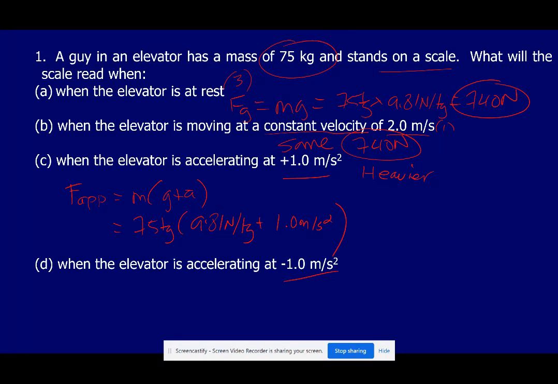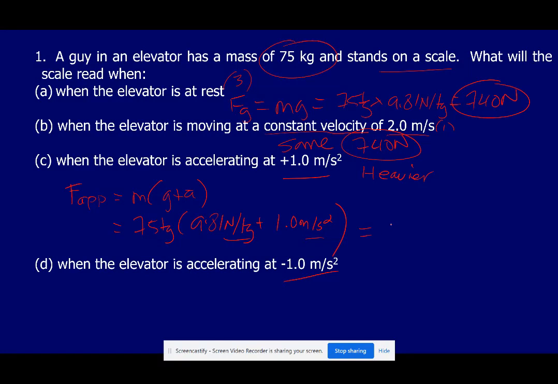If you're real good at math, it might look awkward to be adding newtons per kilogram and meters per second squared. But I've explained before that they're actually the same unit, just expressed a little differently. So if I type that into my calculator, if you want to do it all in one step, make sure you put brackets in there: 75 times bracket 9.81 plus 1. Close up your bracket, and you should get a heavier than 740 weight.